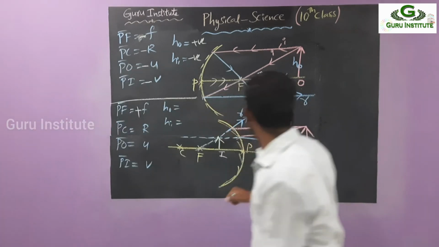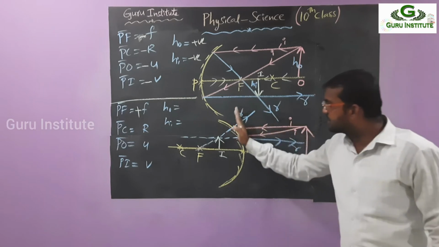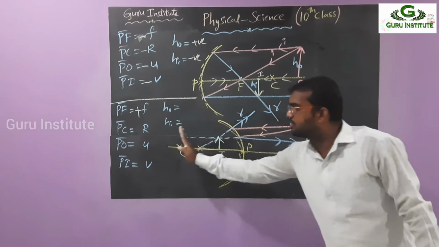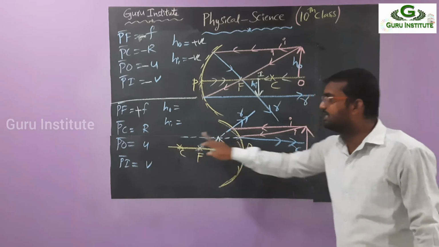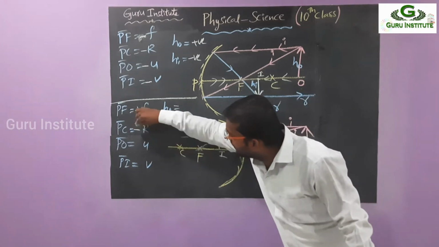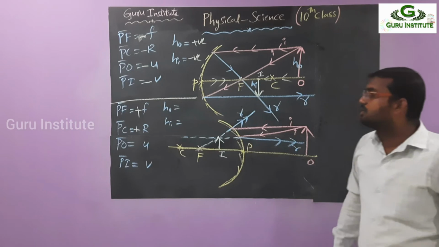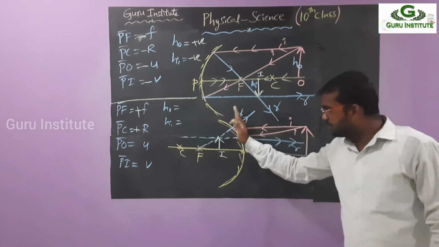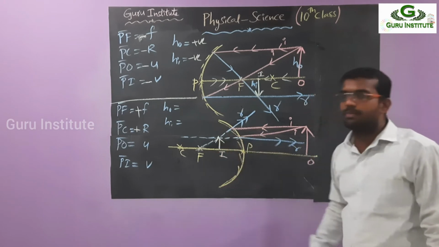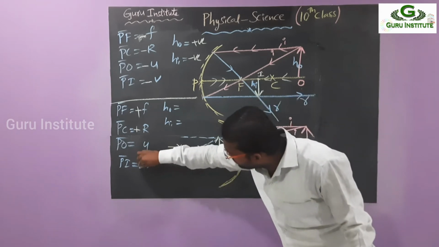Next, again, incident rays are in this direction. PC is also in this direction, the same direction. PF same direction, PC same direction. So that's why it is also positive. Then coming to the PI, this is in the same direction as well. PI is also in the same direction. So that's why the image distance is also positive.